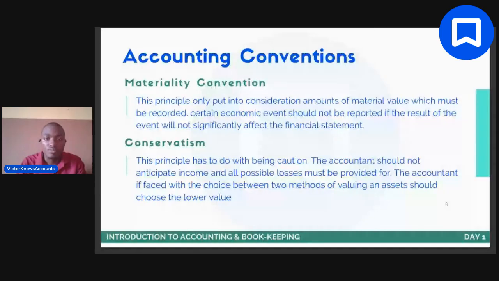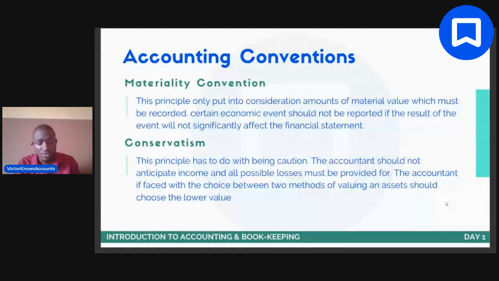And duly provided for. All right. So it also states that if the accountant is faced with the choice between two methods of valuing an asset, the accountant should do what? Should choose the method of valuation that will give the lower value.